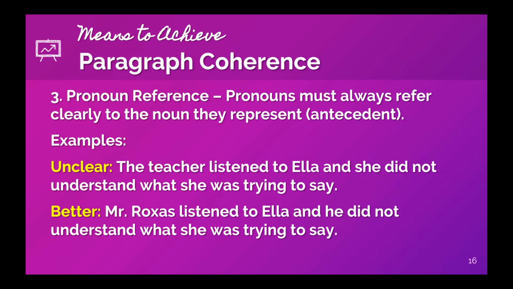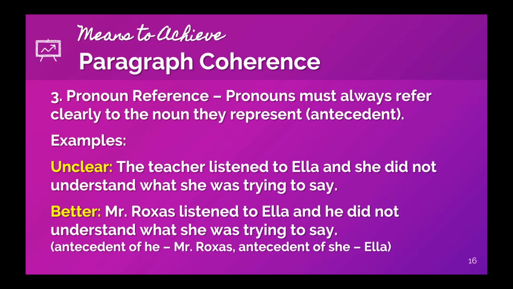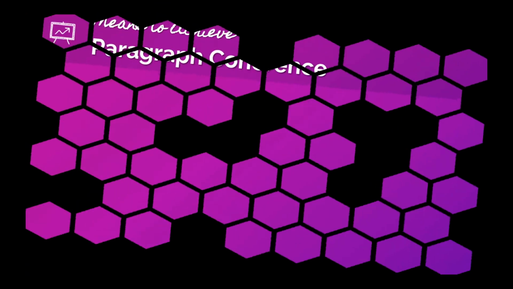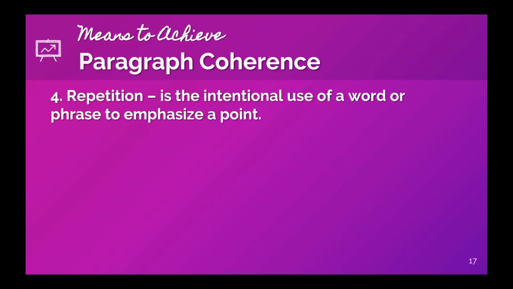Let's go to the better version. Mr. Rojas listened to Ella and he did not understand what she was trying to say. Here we are clear. We now know that the antecedent of he is Mr. Rojas and the antecedent of she is Ella. Easy, right?